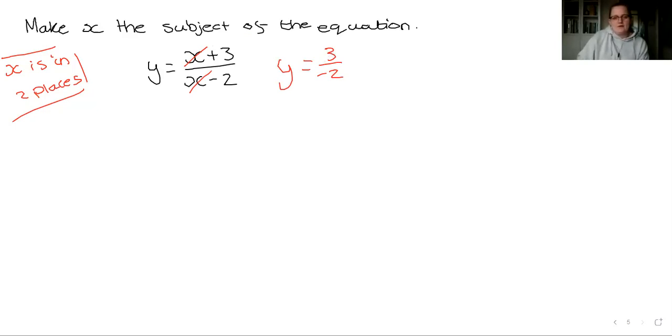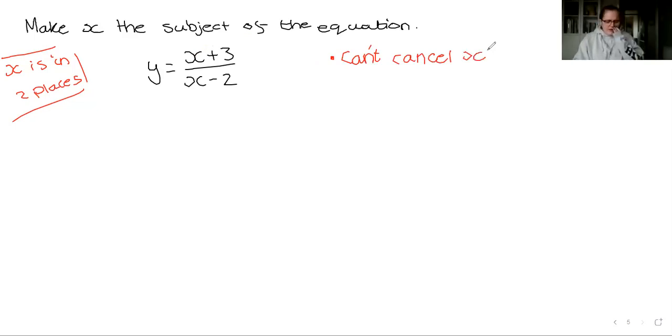So if we go back, in this situation, we can't cancel x. And we can't cancel x because the whole logic behind this is that they need to be on the same level. So if we've got x plus 3 divided by x minus 2, they are not the same. We've got them as a numerator and a denominator, so they are not on the same side.